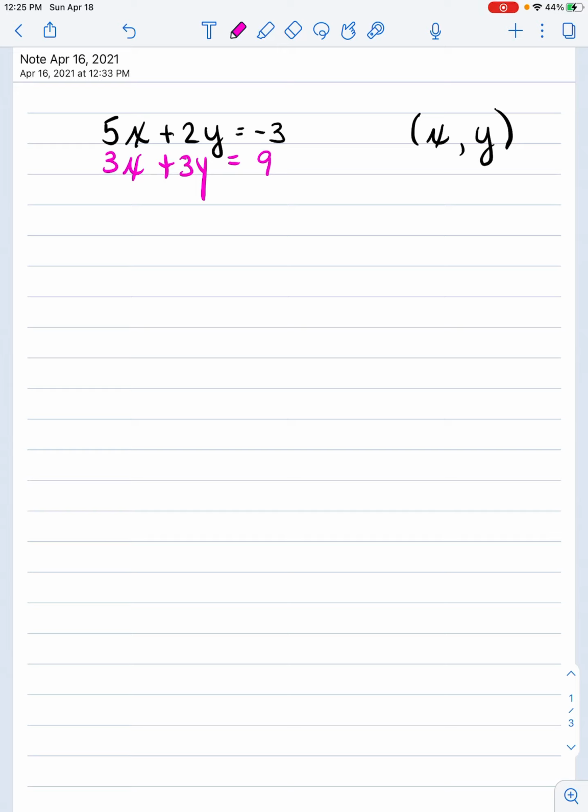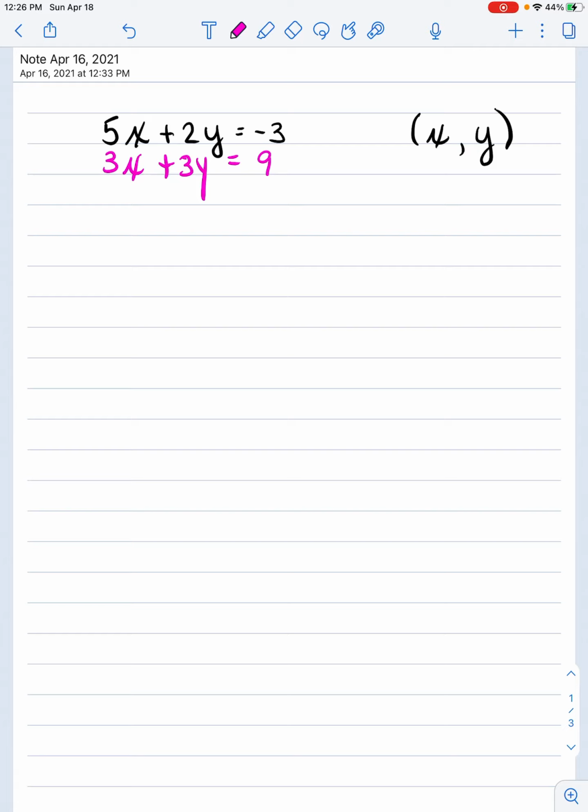Let's see, I have two equations here, and I have to cancel out one. Because if you'll remember, when we solve systems of equations, we need to find an ordered pair that, when we substitute into both equations, makes both equations true. In order to do that, the first thing I want to do is cancel out one of the variables so I can solve a single variable equation.